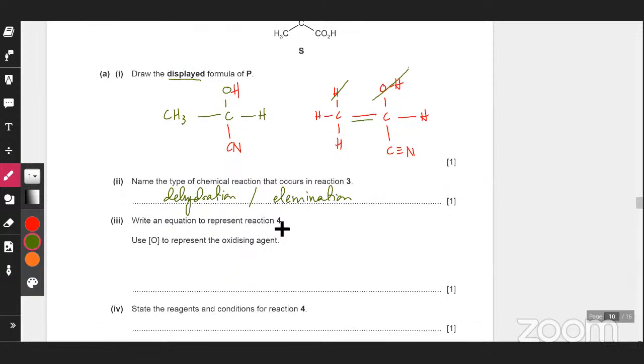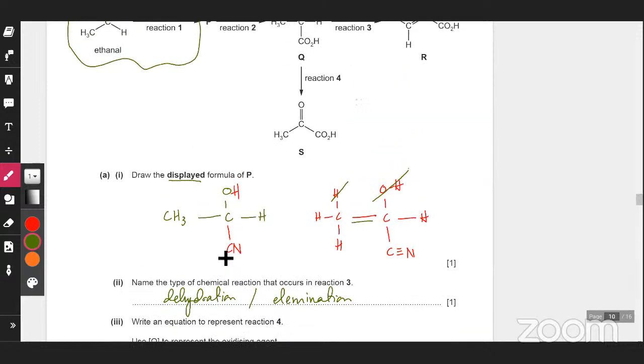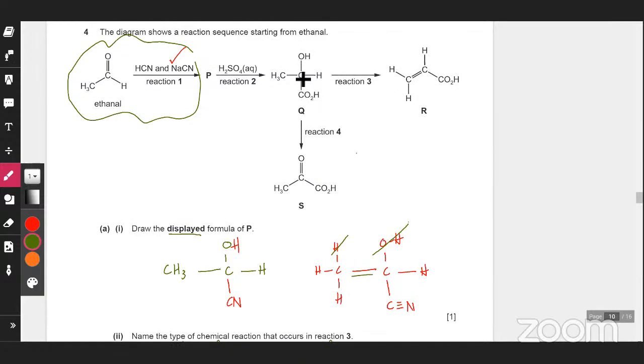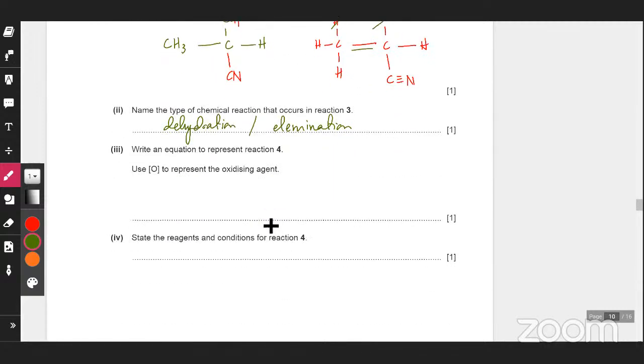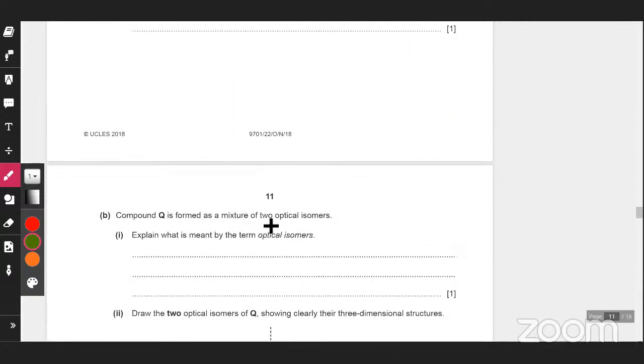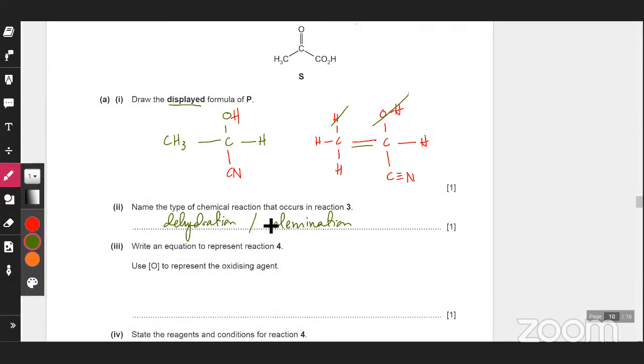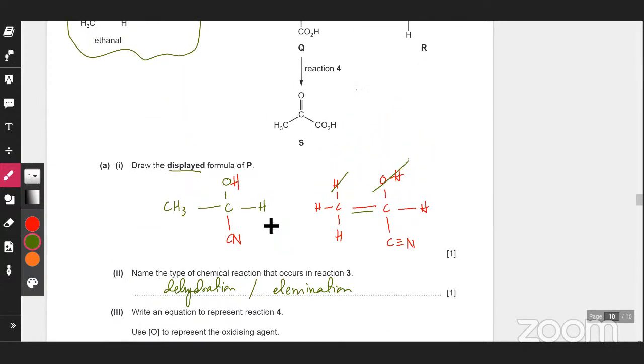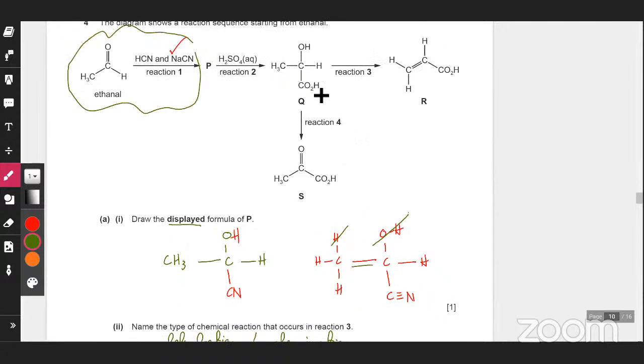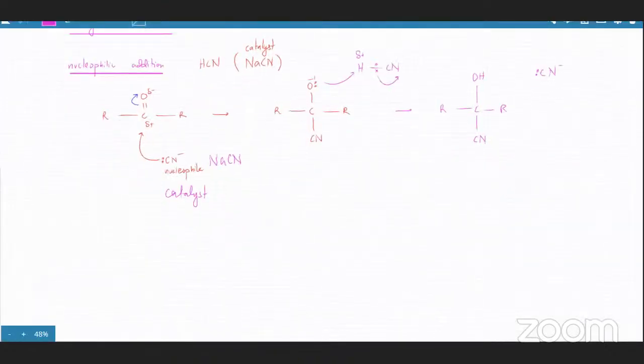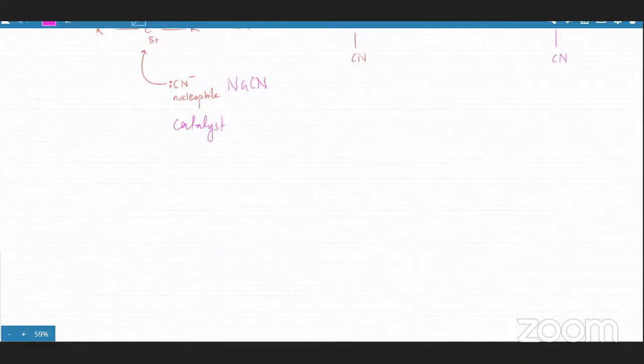Now write an equation to represent reaction 4, use O to represent the oxidizing agent. So again, let's study this while we are at it. Reaction number 4 is about alcohols. So I'm just going to teach you what happens over here. Just like aldehydes and ketones, let's quickly discuss oxidation of alcohols, which we haven't done in class so far.